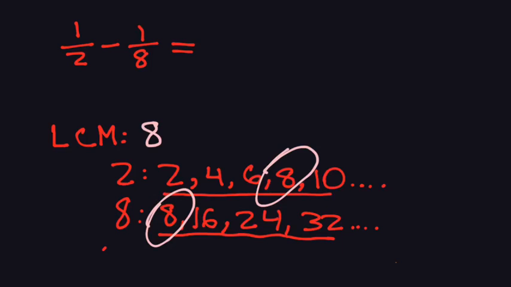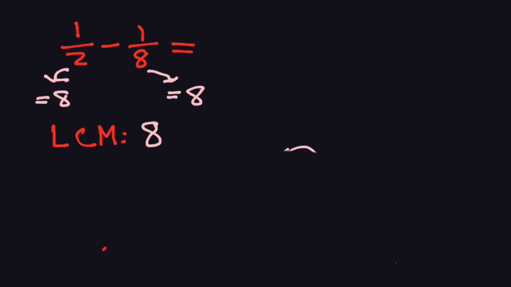And what we're going to do is set our two denominators equal to 8. We want them to equal our least common multiple, our LCM, which is 8. Now, in this case, for the second fraction, this one right here, we already have a denominator of 8.